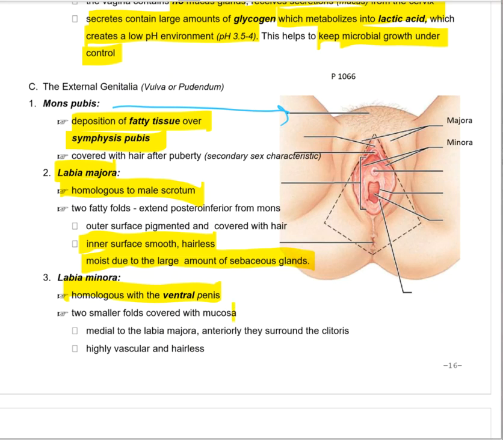This smaller fold also has a lot of mucosa, and it surrounds the clitoris, which you can see right here. Just a little part of it, whereas the clitoris is obviously much larger; it has kind of wings on either side that are inside, and it's much larger than that. We'll talk about that more in a second on the next page, I believe. And the minora is very vascular and hairless as well.